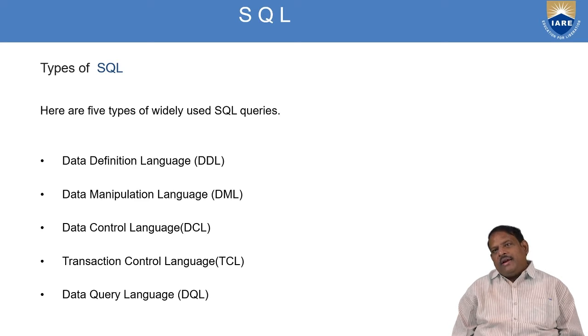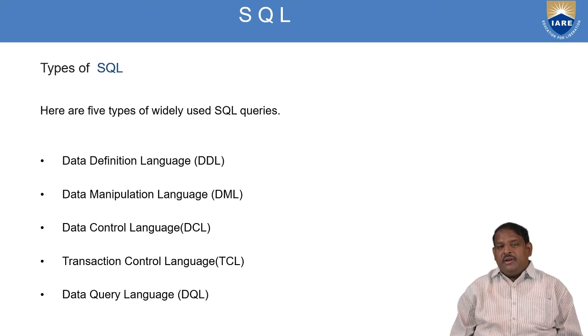In SQL, we have 5 types of queries. All these are queries, only that we need to write them. Those queries will broadly be divided into 5 types. First is the data definition language, DDL. Then we have data manipulation language.